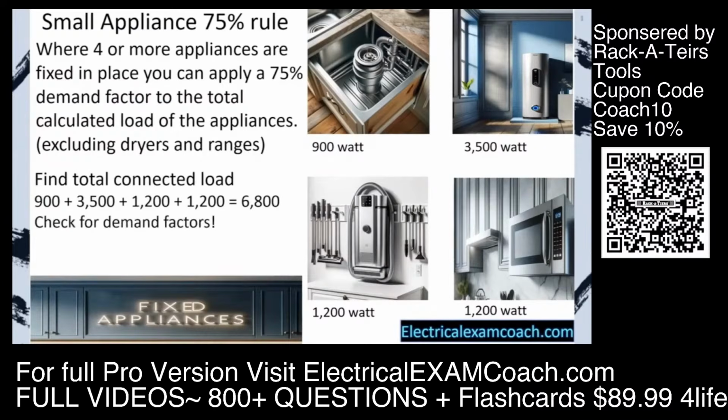Then we're going to stop and check for demand factors. Step one in all load calculations is to get the total connected load. Then we're going to check for demand factors. And in this case, we can apply the 4 or more 75% rule. We take 6,800 multiplied by 0.75, and that gives us a new reduced load of 5,100 watts. And that's what we would take and add to our whole home load calculation.